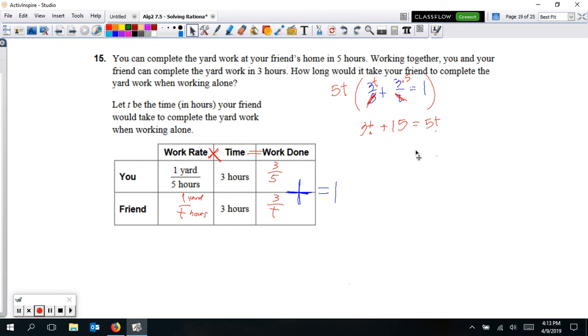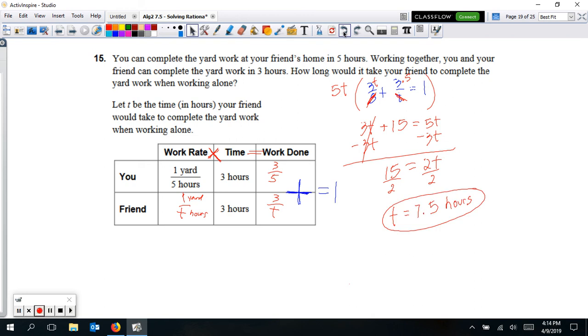And so now we can maybe subtract 3T from both sides. And so when we do that, this will now be 2T on this side. 15 equals 2T. Divide by 2. And so 15 divided by 2 as a decimal would be 7.5. So T is equal to 7.5. That's how long your friend would take to do it by himself. 7.5 hours. Apparently your friend is a slowpoke compared to you.